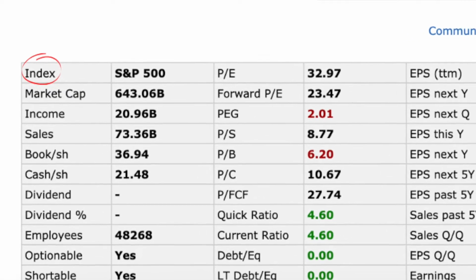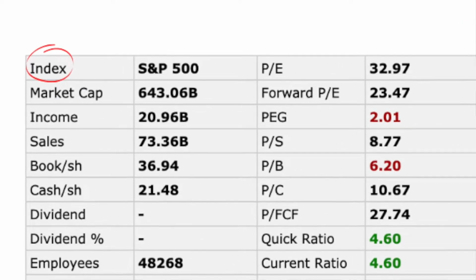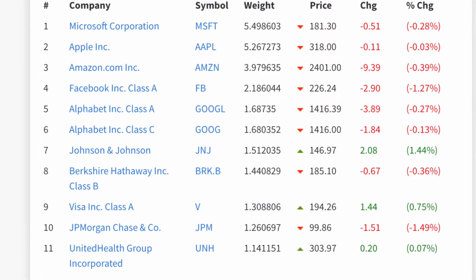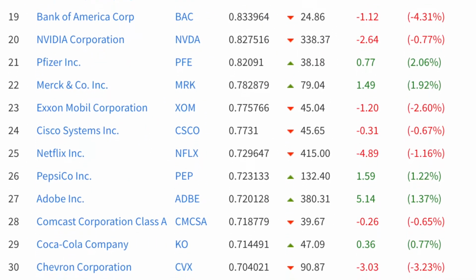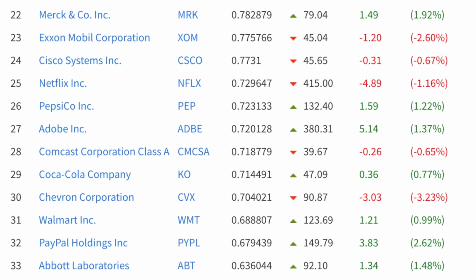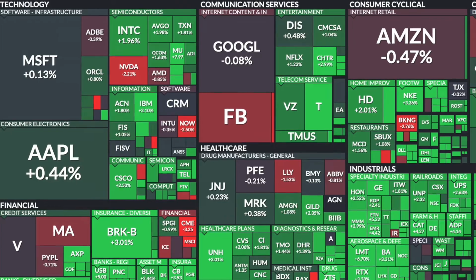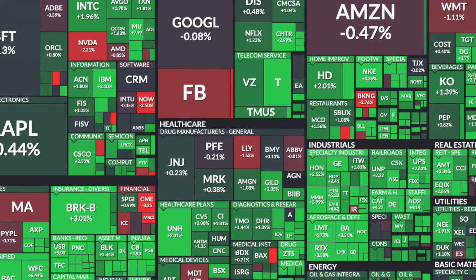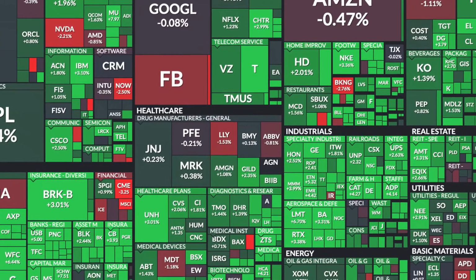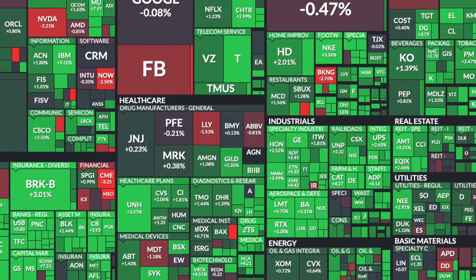Okay, the first box is index, and we see S&P 500 here. So this means that Facebook is part of the S&P 500 index. The S&P 500 is an index that takes the average of all the performance of the largest companies in the US from different industries. You may have industries like financials, tech, healthcare, industrial, energy, communications, utilities, consumer cyclical, as well as real estate. In Facebook's case, it represents the communication services sector.